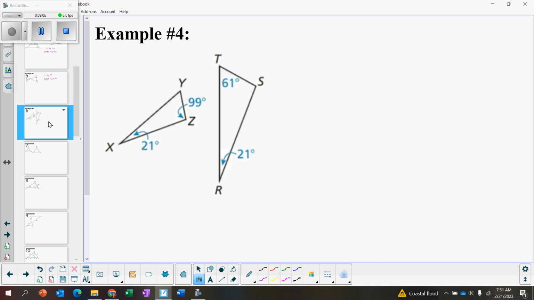All right, last example here. So I have 21 and 99. I get 120, meaning my last angle here is 60 degrees. And here, 21 and 61 add up to 82, and take that away from 180, we get 98 degrees. So we only have one angle that's congruent, the other two don't match. So this is not similar.